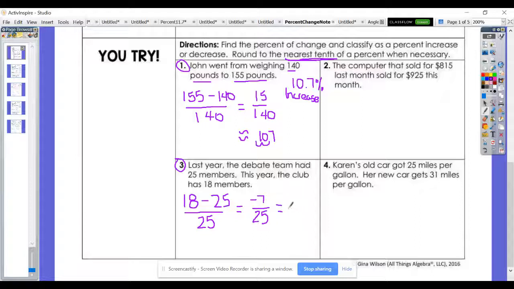Throw that into Desmos, and you'll get -0.28. I'll move my decimal place over, and we have found that from year to year, the debate team has seen a 28% decrease in members. So I want you guys to try number 2 and 4, and then get started on another activity that you're going to kind of be practicing this stuff.